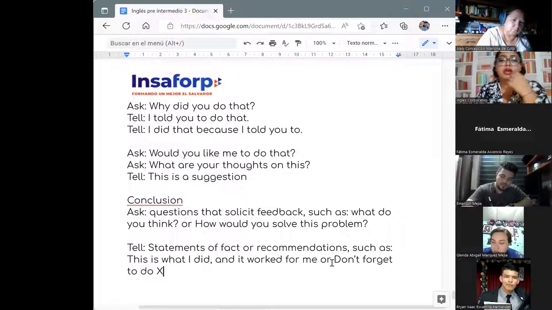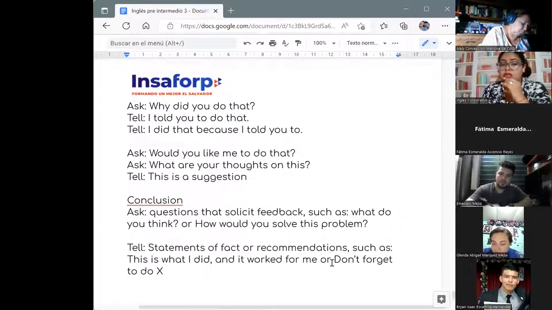And for that reason, we have those questions. What do you think? Is it good? Is it not good? Do I have to do something else? What is the solution for that? So in that case, it's soliciting feedback to our actions.